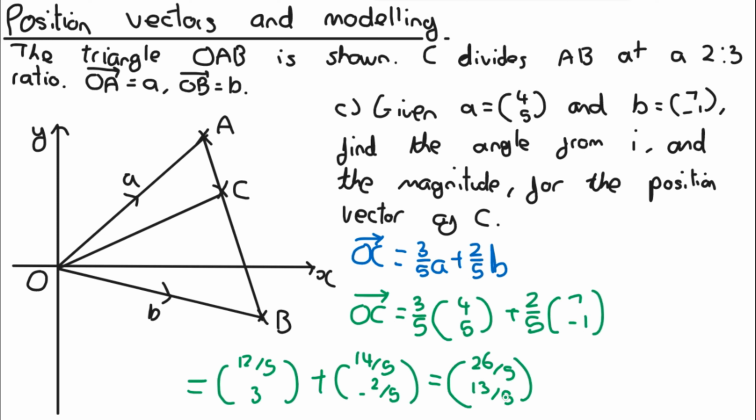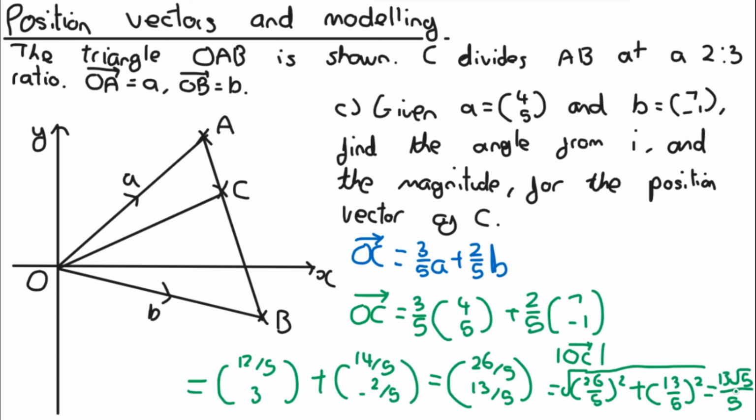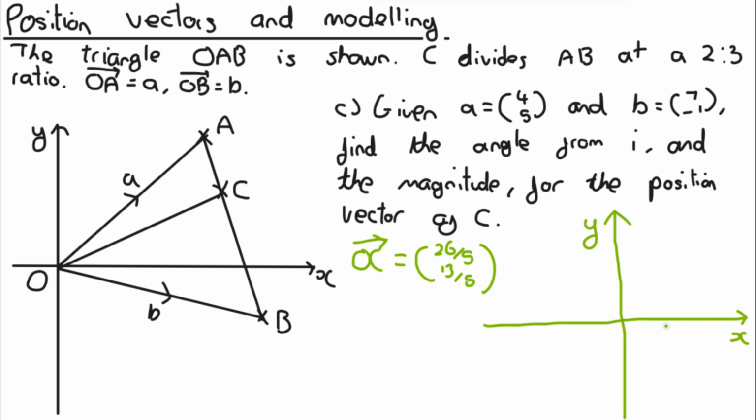And then you can figure out the magnitude of OC by doing the square root of 26/5 squared plus 13/5 squared, which if you put into a calculator is equal to 13√5/5. And then for part C, so I just wanted to clear a bit of space for the direction.